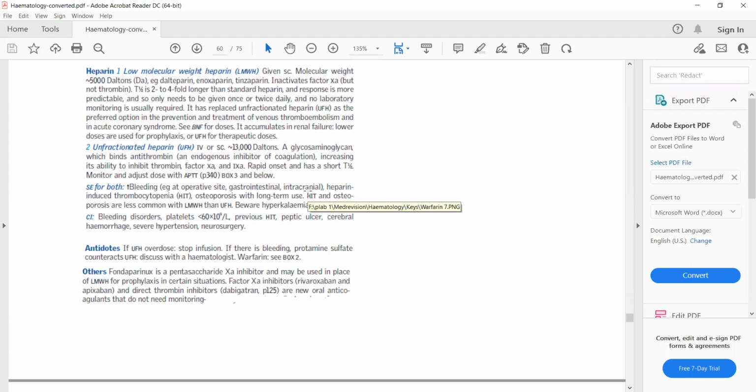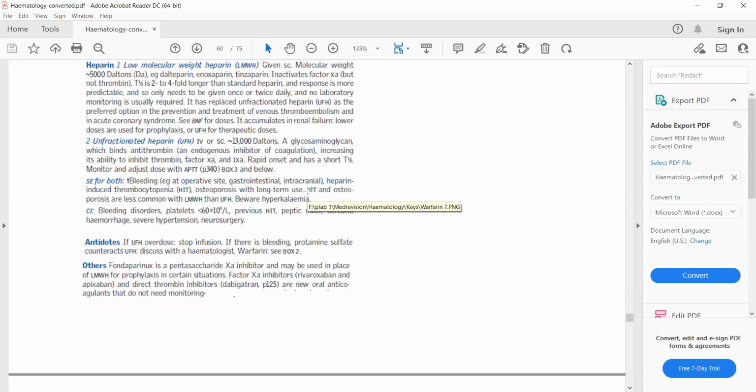In case of low molecular weight heparin, all the effects cannot be reversed with the use of protamine sulfate. So it's a better antidote for unfractionated heparin, while 60% of the effect of low molecular weight heparin can also be reversed with the use of protamine sulfate.